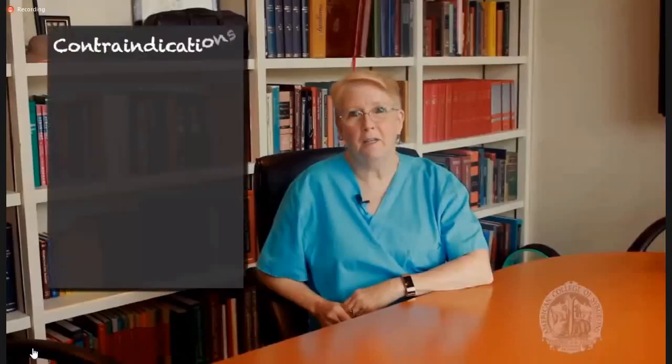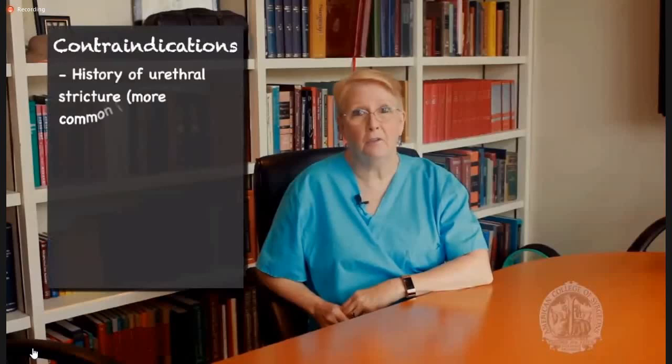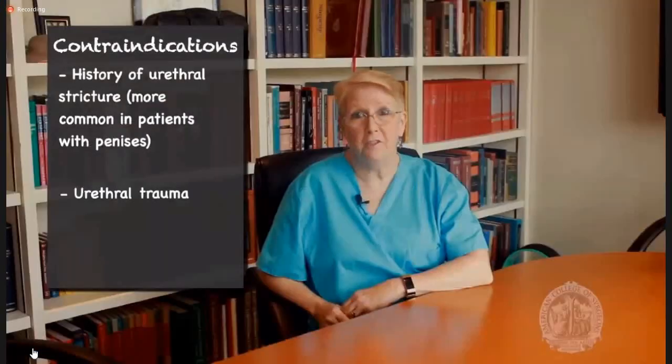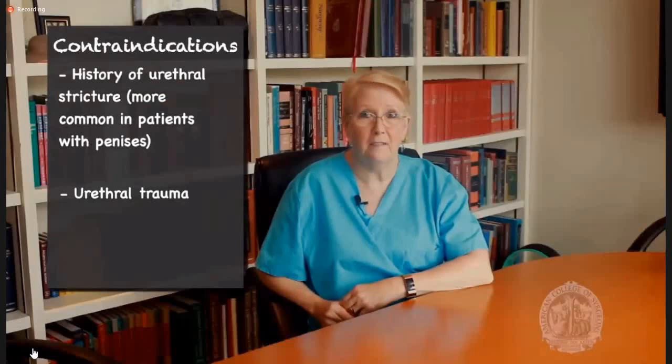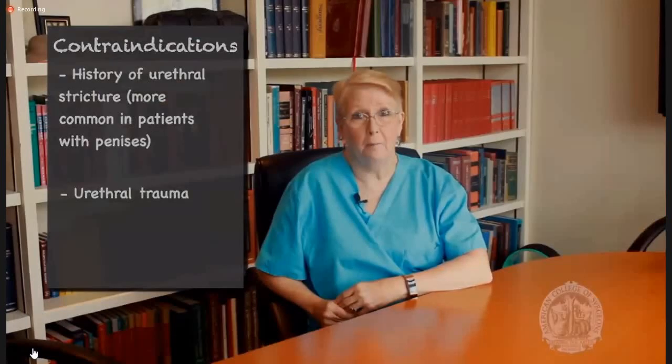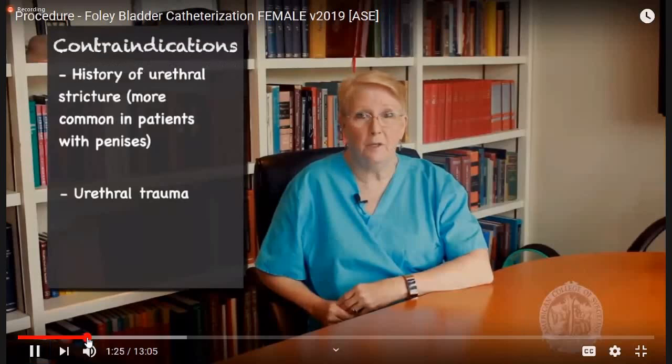Contraindications for placement of a urinary catheter include a history of urethral stricture, a urethral trauma, which you should suspect in patients with a high-riding prostate on rectal exam, blood at the urethral meatus, or perineal or scrotal hematoma or ecchymosis.